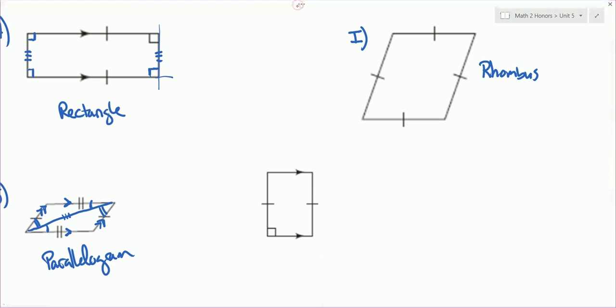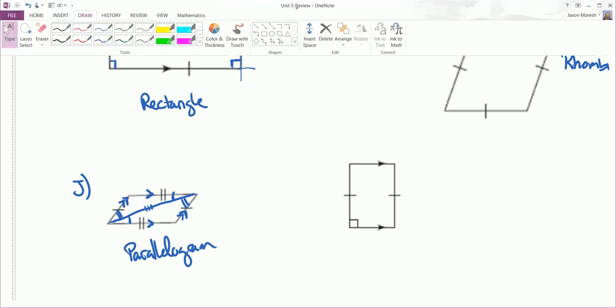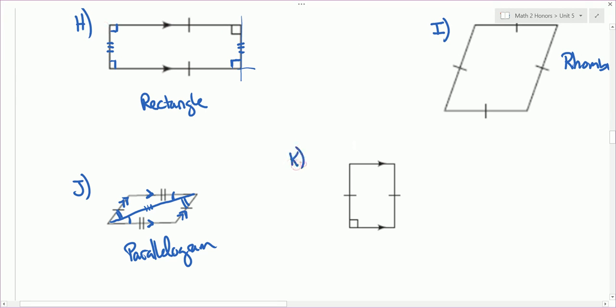So let me put a little more information on here, or just more labels. This is K. We're going to call this A, B, C, and D. And so we don't know that AD and BC are parallel yet. I want to show that they are. Okay. So what I'm going to do is come up with another segment.